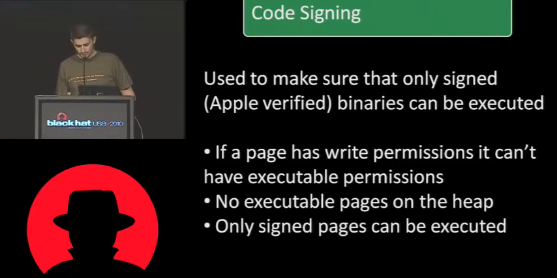To get back to code signing, the way it works is you have some rules to follow. The first rule is that if a page has write permission in memory, it can't have executable permission. So you cannot change the permission of the page, put your shellcode there, then change the permission back and try to execute the shellcode. Then you can't have any executable pages on the heap. And finally, as I said, only a signed page can be executed.